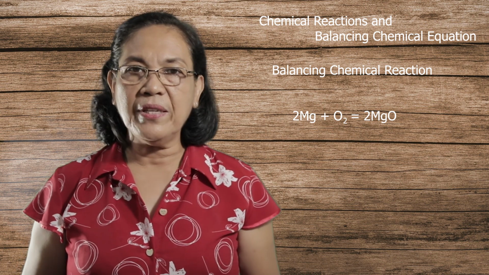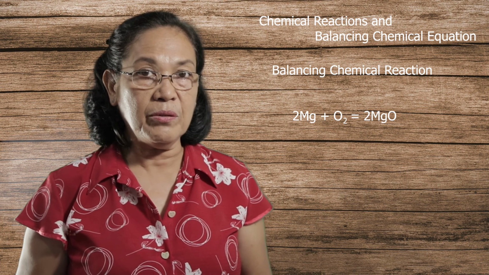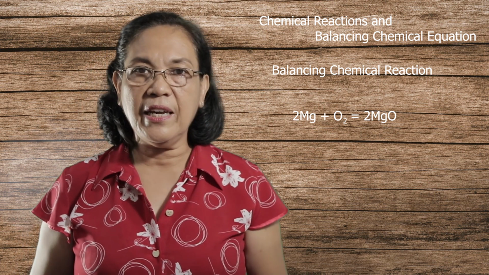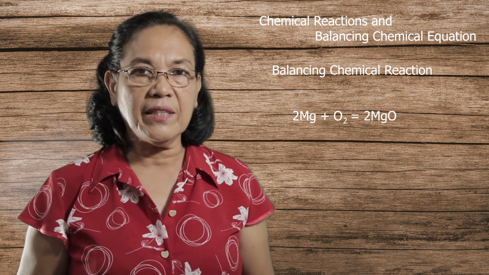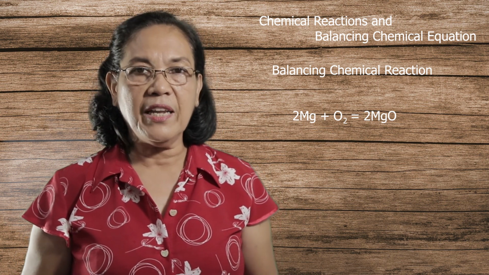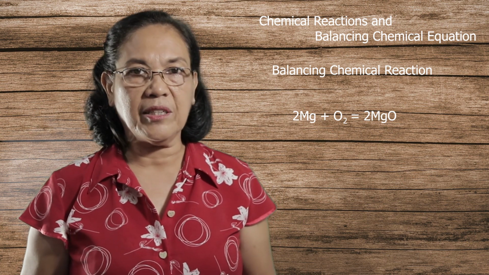But what happens to the magnesium? The magnesium in the product becomes 2. So automatically you have to place the number 2 before the reactant magnesium in order to balance the number of atoms of magnesium in the product.